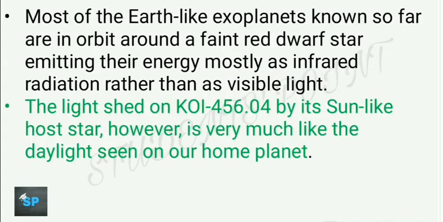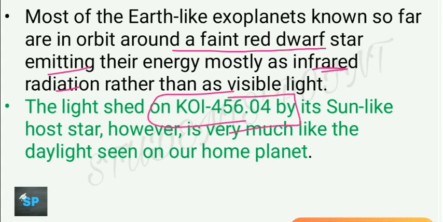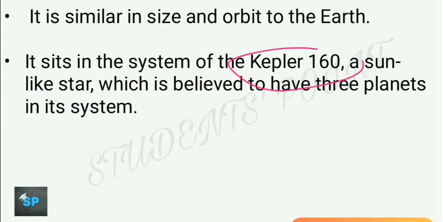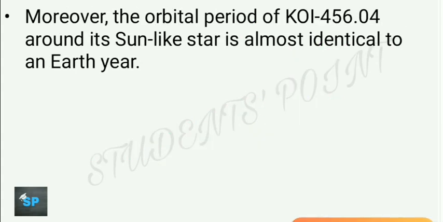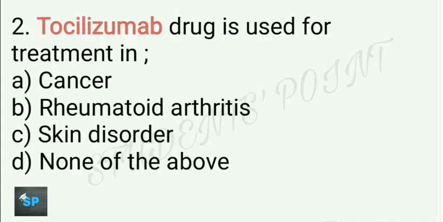Why is this planet very important? Because most of the Earth-like exoplanets found till now are in orbits around a faint red dwarf star, emitting their energy mostly as infrared radiation. However, this KOI 456.04 planet is receiving visible light from its star, Kepler 160, similar to the visible light received by Earth from the Sun, and it is also orbiting similar to Earth. Moreover, the orbital period of KOI 456.04 around its sun-like star is almost identical to an Earth year. The next question now.